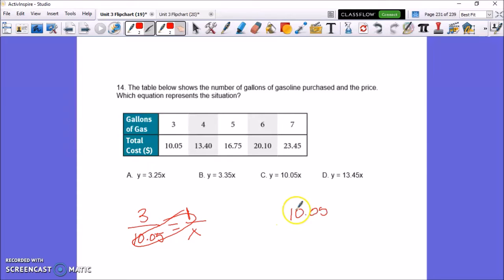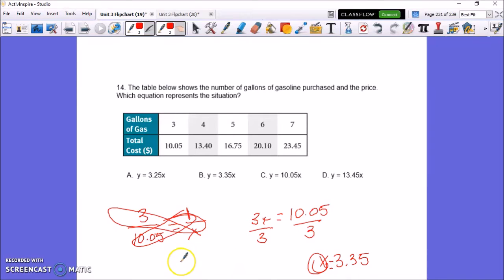We have $10.05 is equal to 3x. Now we're going to divide both sides by 3. So $10.05 divided by 3 is 3.35. Now, I know this is x, but we just found our constant of proportionality, which is our amount per 1. And we know y is equal to kx, and k is our constant. So we need to place that in where k is supposed to go. So that would give us B. Y is equal to 3.5x.